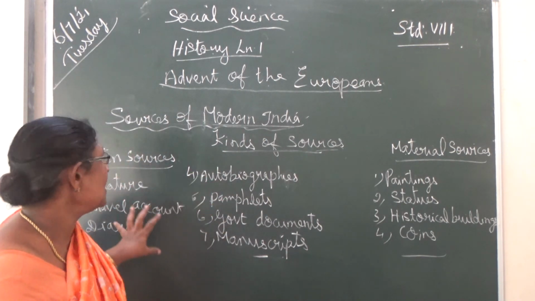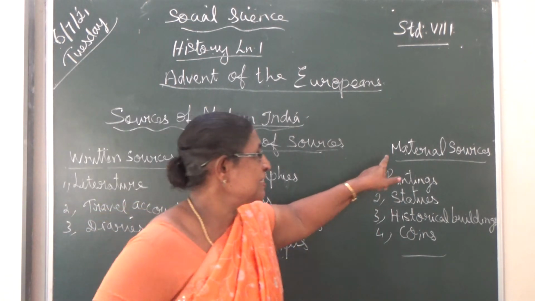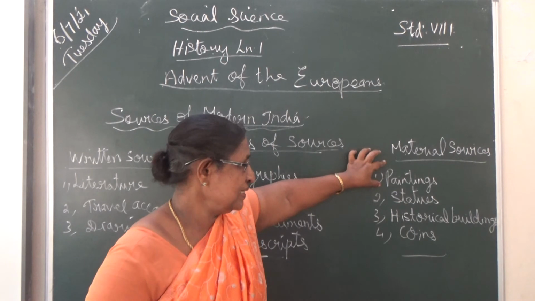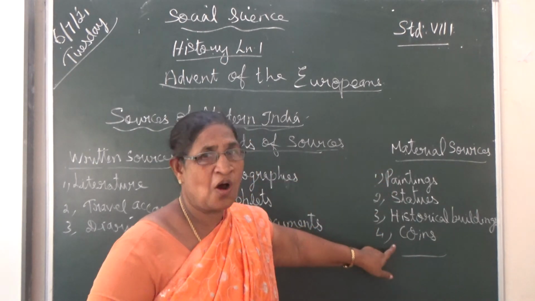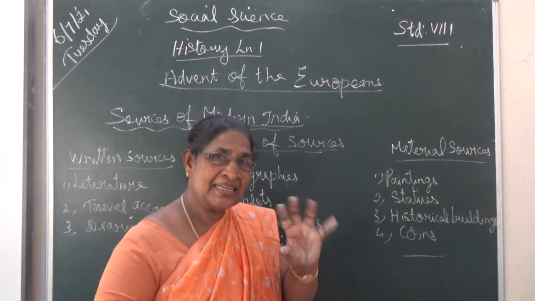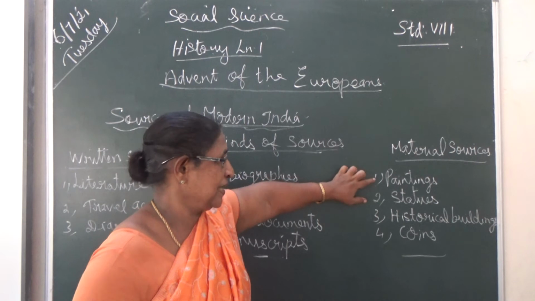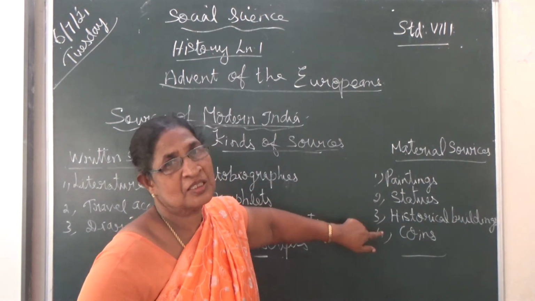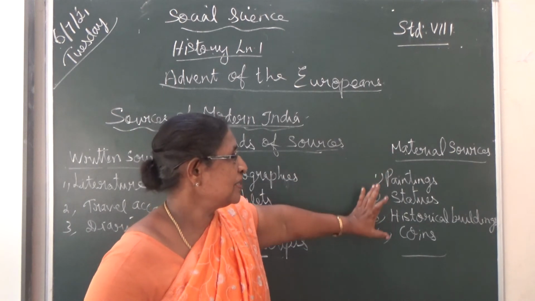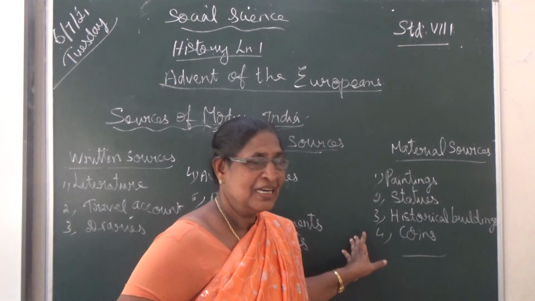Okay, these are the written sources. Can you say some examples of material sources? Paintings, statues, historical buildings, coins. Okay, material means things only. So the material sources are paintings, statues, historical buildings, coins. These are the material sources we can count, in different parts of the country.